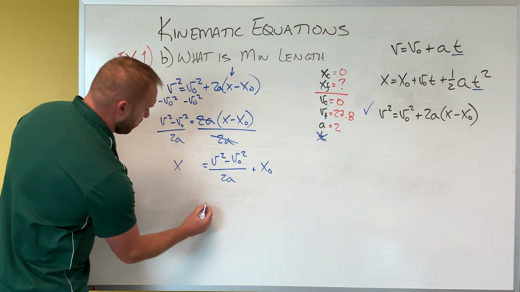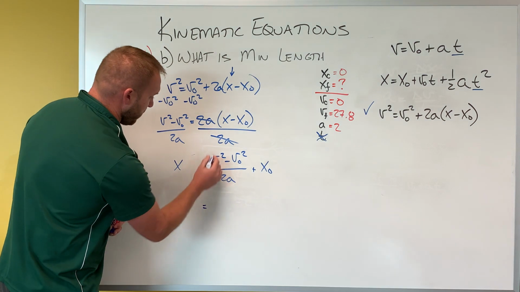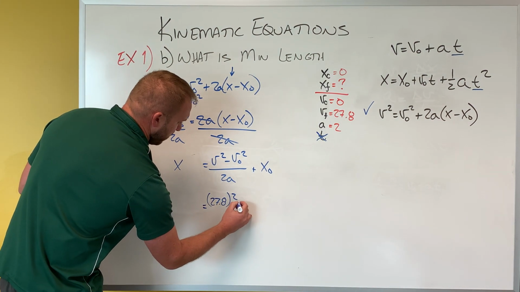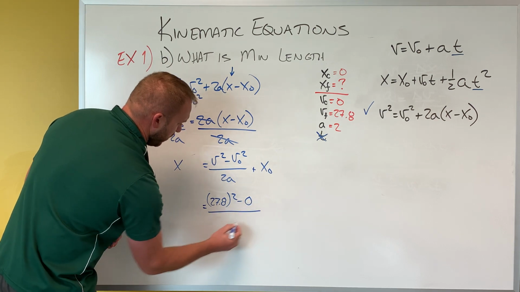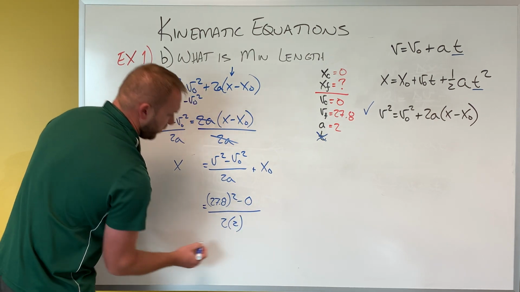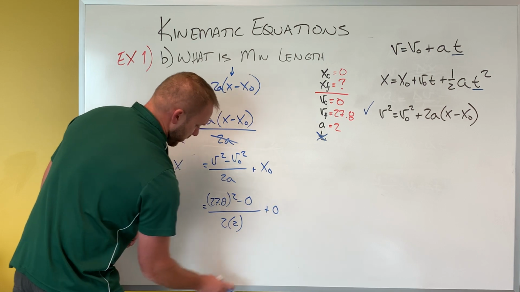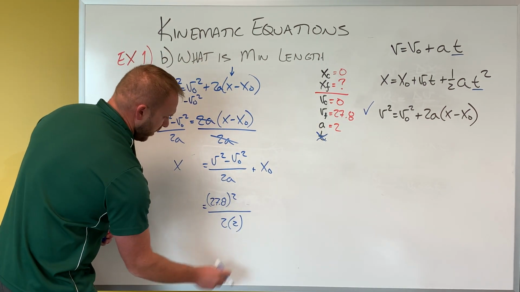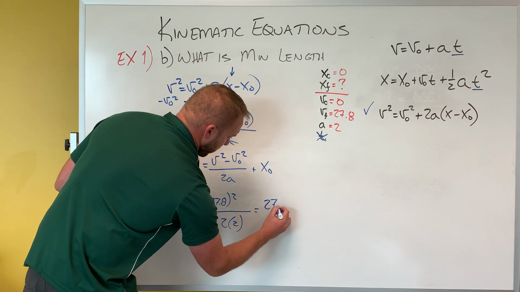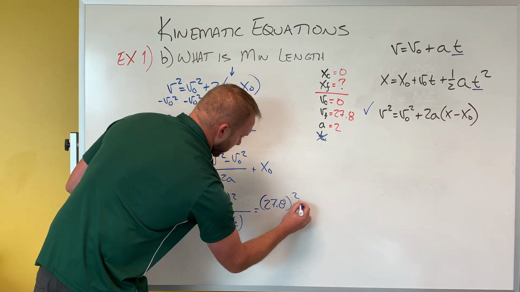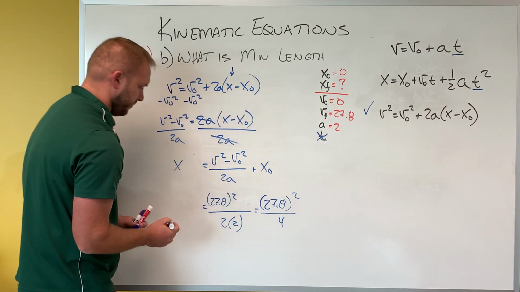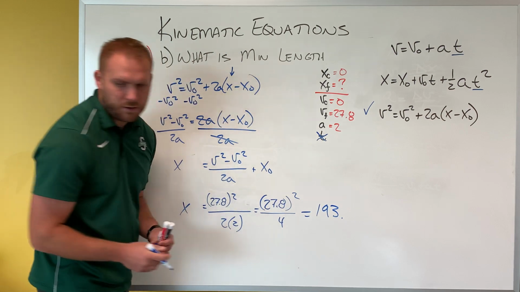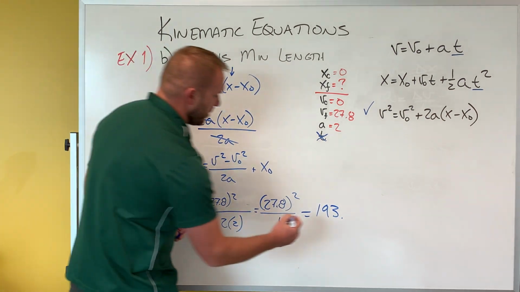Now I can plug in my numbers. My final velocity is 27.8 squared minus 0, over 2 times 2, plus 0. All right, so simplifying things, those go away, and we're left with 27.8 squared divided by 4. That gives me 193.2 meters.